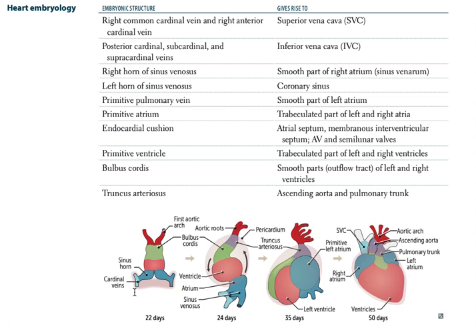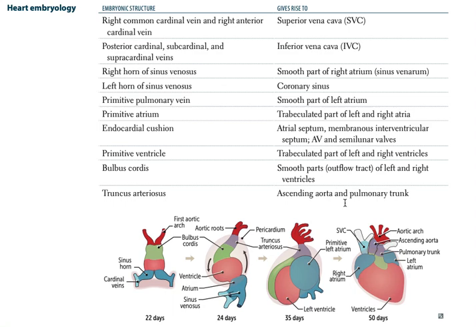The left horn of the sinus venosus gives rise to the coronary sinus. The primitive pulmonary vein gives rise to the smooth part of the left atrium. The primitive atrium gives rise to the trabeculated part of the left and right atria. The endocardial cushion gives rise to the atrial septum, membranous interventricular septum, and the AV and semilunar valves. Then the primitive ventricle gives rise to the trabeculated part of the right and left ventricles. The bulbus cordis gives the smooth parts of the left and right ventricles.